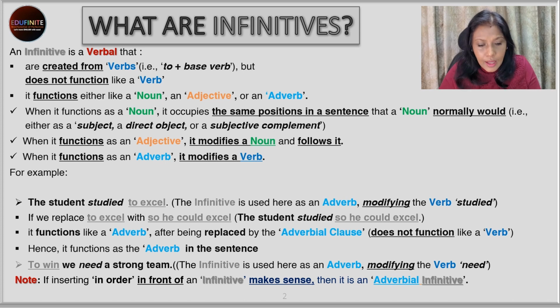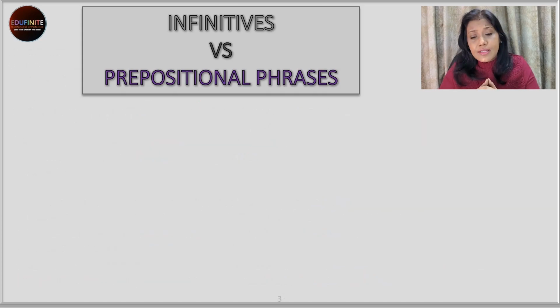The next one. In order to win, we need a strong team. So there again, it's functioning. So that's an adverbial infinitive. Now, infinitive versus prepositional phrases. What is that? Well, just a minute.